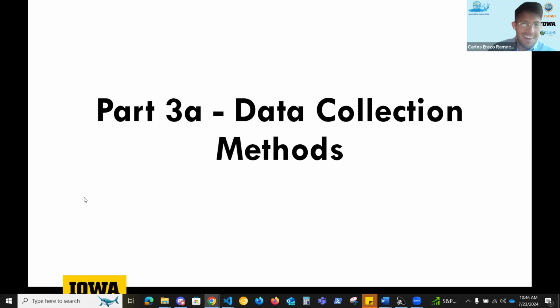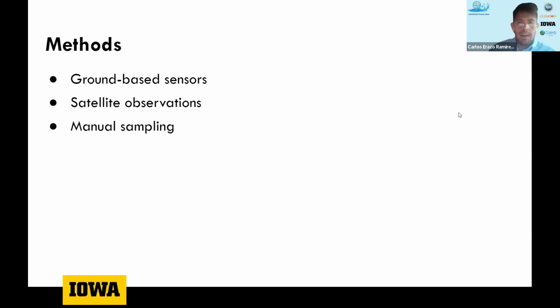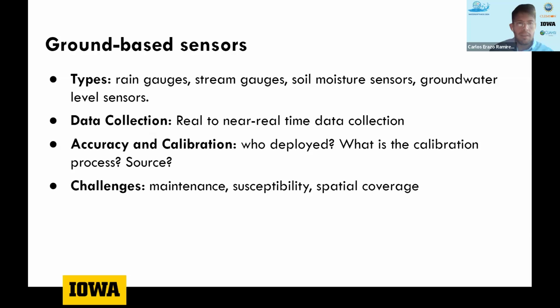Okay, good. So data collection methods that we have are ground-based sensors, satellite observations, manual sampling. In terms of ground-based observations, we have multiple different data types. For instance, rain gauges, stream gauges, soil moisture sensors, groundwater sensors as well. With respect to data collection, real to near real-time data collection.